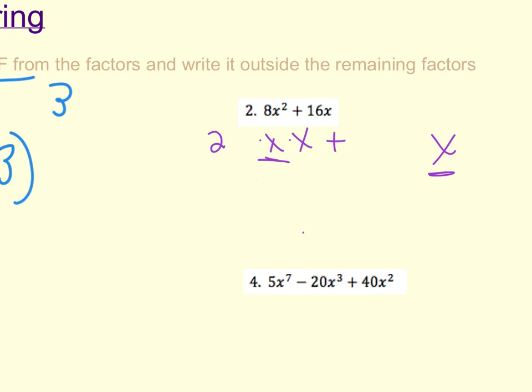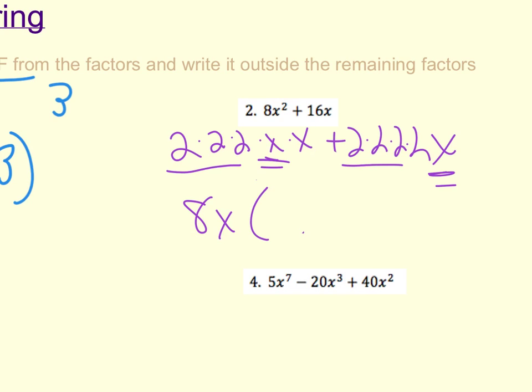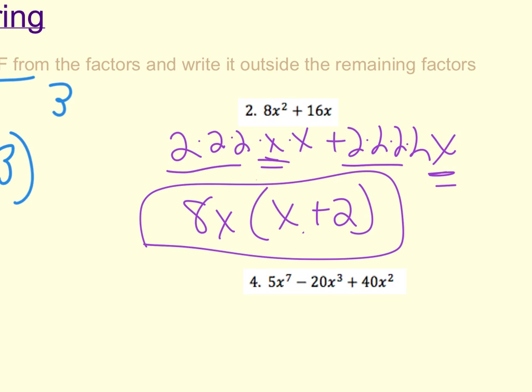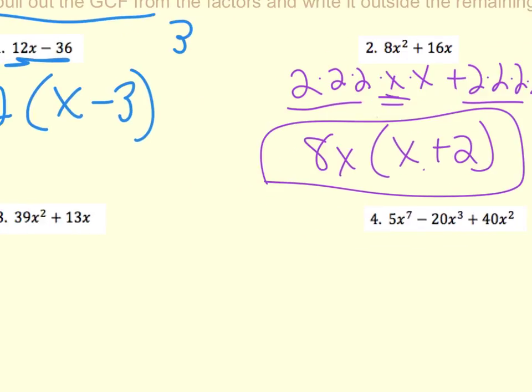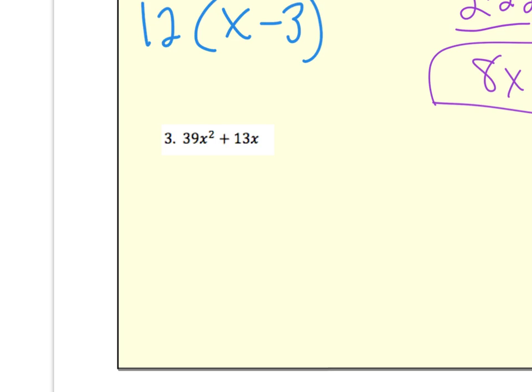Break this down into the simplest things. 8 is 2 times 2 times 2. 16 is 2 times 2 times 2 times 2. All right, so if I look at what's in common, 3 2's, 1x, 1x. 2 times 2 times 2 is 8x. I'm left with x plus 2. There is my factored answer. All right, so pull out what's in common, write what you have left.